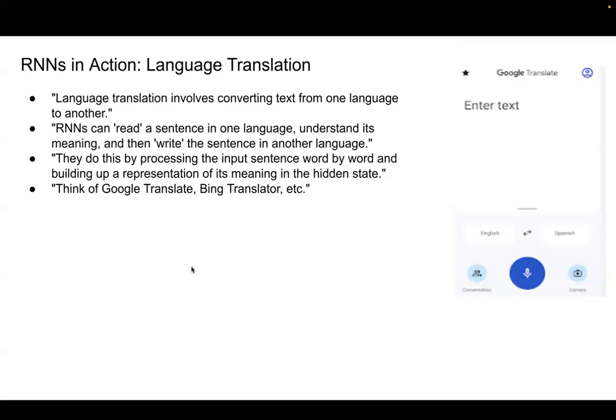Where is RNN used? RNN is used in language translation. Some examples, practical implementations, okay? So converting from English to Spanish or English to Portuguese or any other language, okay? So RNNs can read the whole sentence, understand its meaning, and then convert the entire sentence into another language, okay?